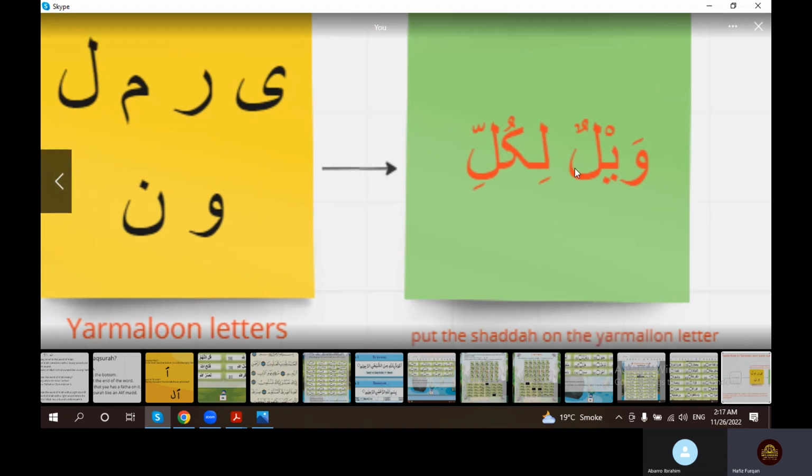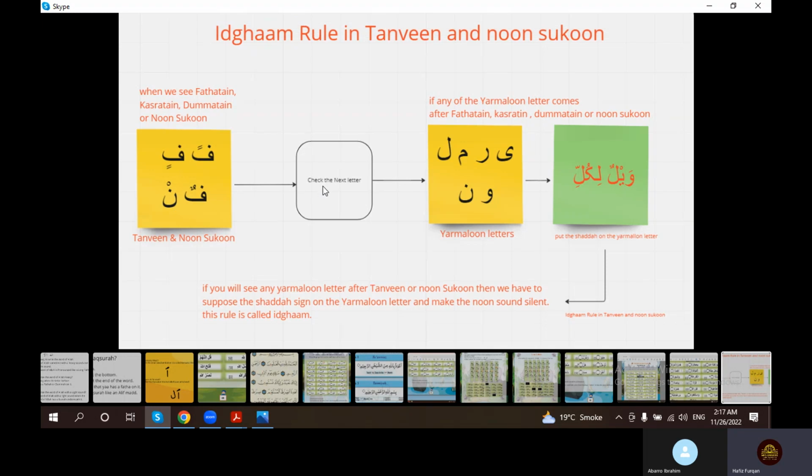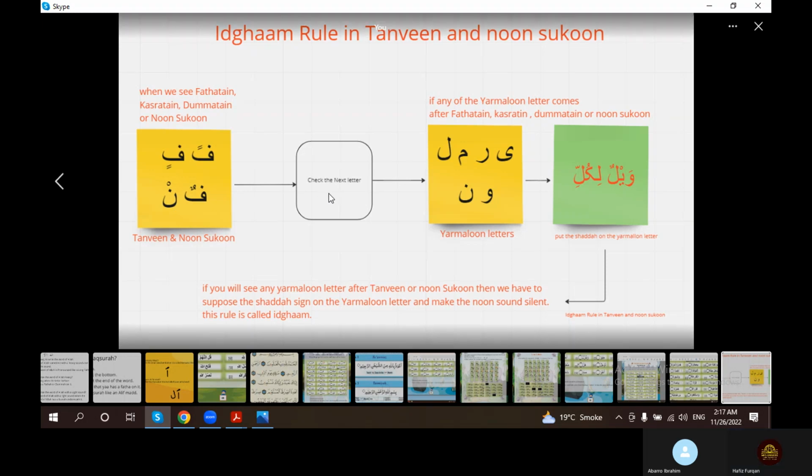So basically, what is the rule that you have to remember? You have to remember the four steps. One, whenever you see fatatain, kasratain, dammatain, or noon sukun, then the second step is you have to check the next letter. What you have to check on the next letter is the Yarmaloon letters. There are six Yarmaloon letters: Ya, Ra, Mim, Lam, Waw, Noon.